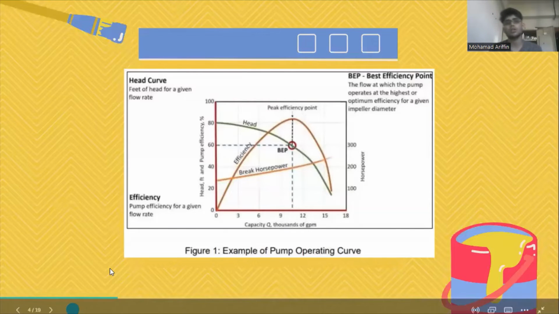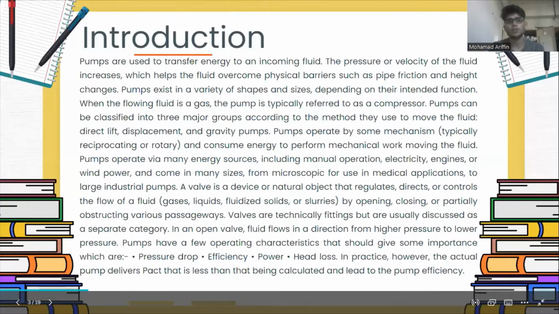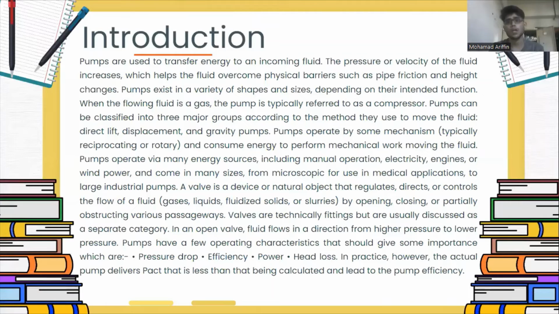Let's move on to the introduction of our experiment. Pumps are used to transfer energy to an incoming fluid. The pressure or velocity of the fluid increases, which helps the fluid overcome physical barriers such as pipe friction and elevation changes. Pumps have a few operating characteristics that should be given importance, which are pressure drop, efficiency, power, and head loss.